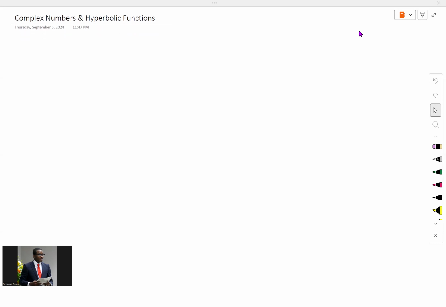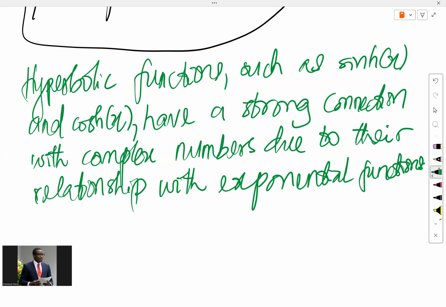So for instance, interestingly, I have a whole playlist on complex numbers where we saw how we can represent complex numbers in both polar and exponential form. And of course, hyperbolic functions are exponential in nature. So because of that exponential expression between the two, we can find some relationships binding them together.